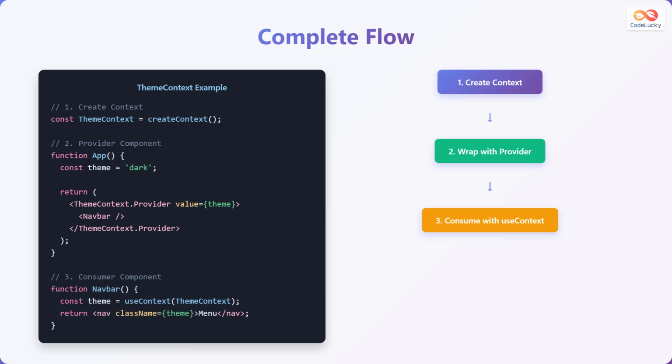Here's a complete example of how to use the Context API. First, create a context using createContext. Then, create a provider component that wraps the components that need access to the context data. Finally, create a consumer component that uses the useContext hook to access the context data. This allows you to share data between components without prop drilling. We first create a context, then wrap our components in the provider to supply the data, and finally consume the data using the useContext hook.